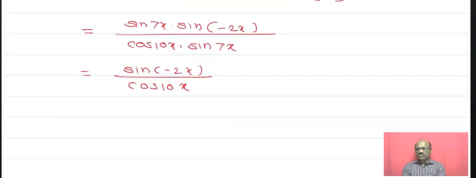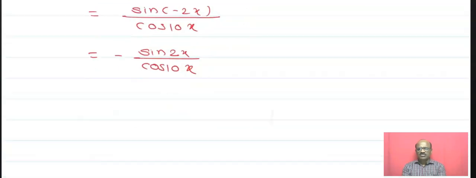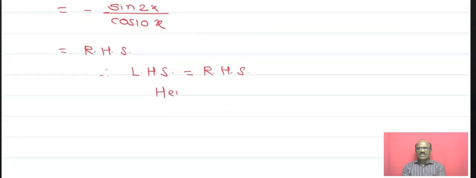In the denominator, both terms cancel. Sin of minus 2x means minus sin of 2x upon cos of 10x, and this is the RHS, and hence LHS is equal to RHS. It is a simple problem, we only have to substitute the formulas there. Now next, problem number 12.